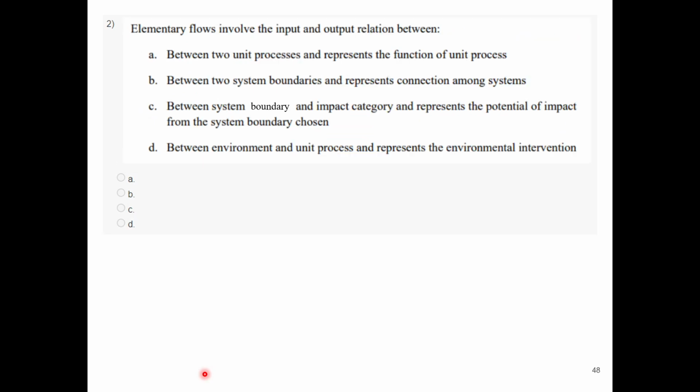Second question: elementary flows involve the input and output relation between what? A, between two unit processes and represents the function of the unit process.